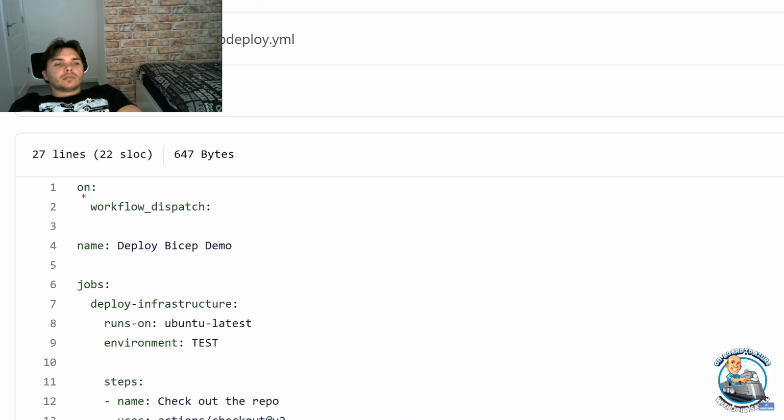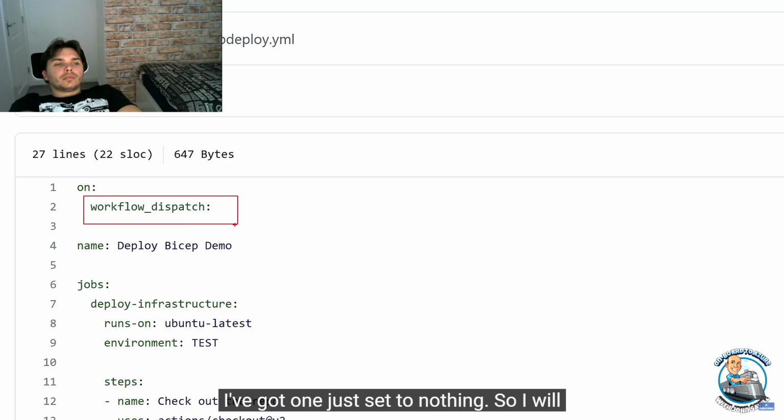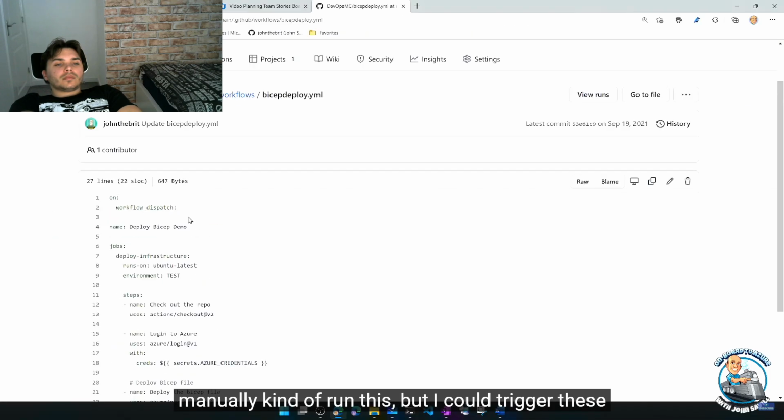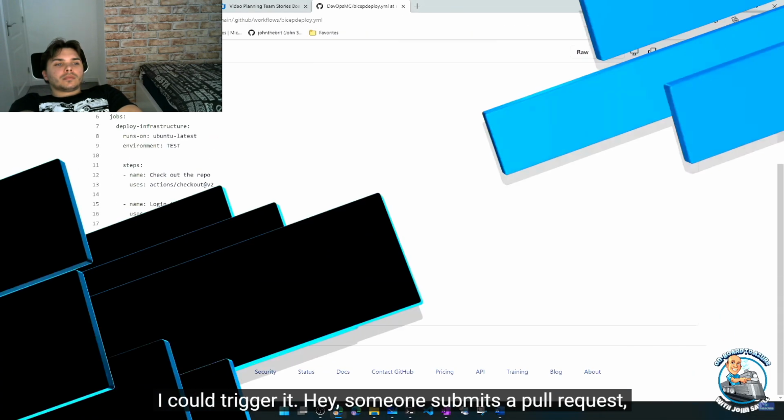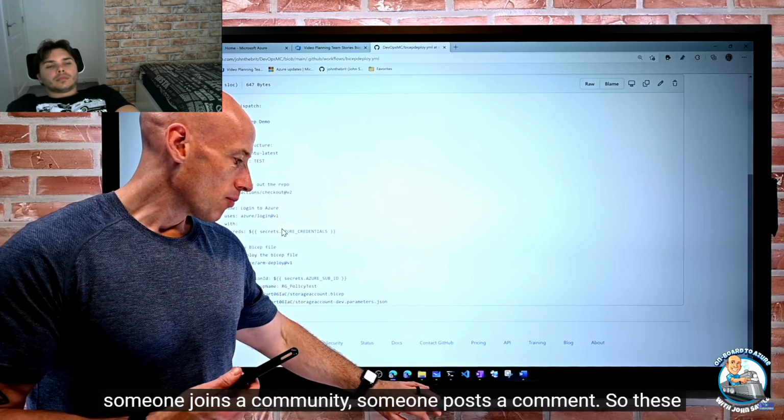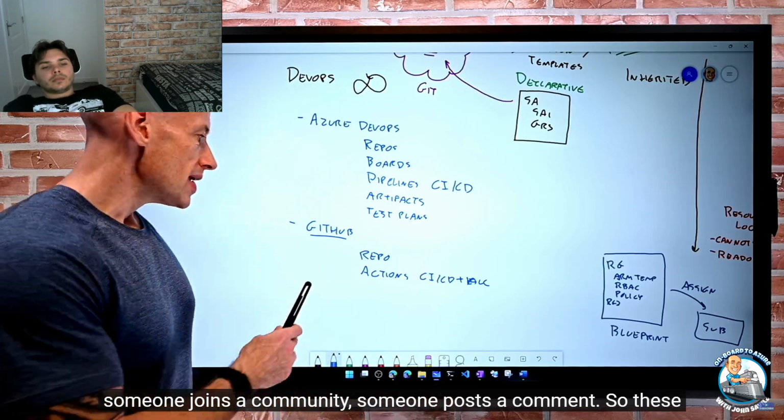So these "ons," I've got mine just set to nothing, so I will manually run this. But I could trigger these on really anything. And what makes that so powerful is I could trigger it when someone submits a pull request, someone joins a community, someone posts a comment. So these actions are super powerful.